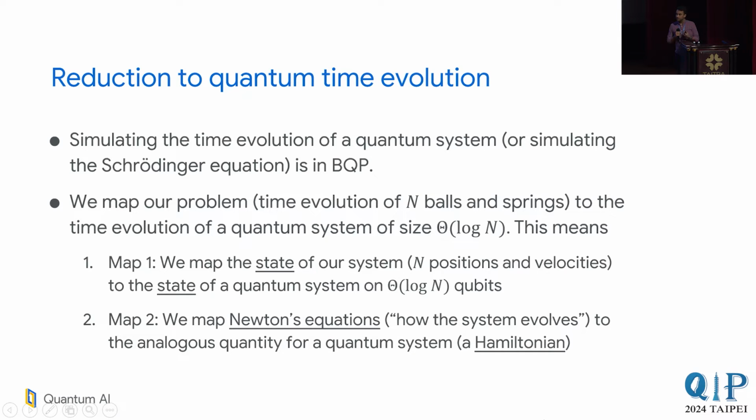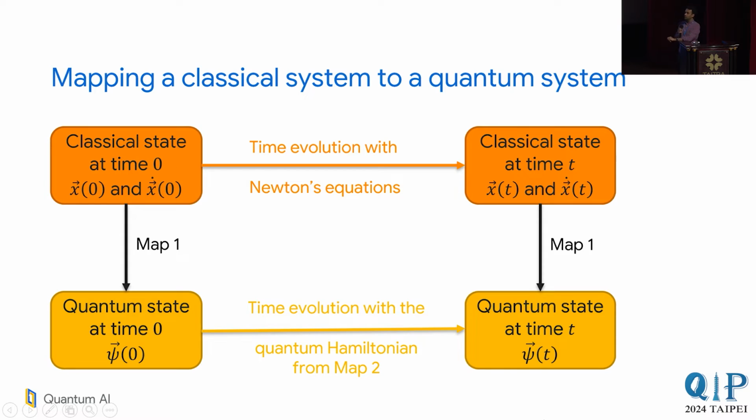So that's one map. And the second thing we do is show that the time evolution of the original system, the classical system, can be mapped to time evolution of the quantum system. So from the original system, which was these Newton's laws with these spring constants and all that stuff, how the classical system evolves, we can come up with a quantum Hamiltonian such that if you apply time evolution of the quantum Hamiltonian on the quantum state, you'll get the analogous quantum state at time t. This is better explained with a picture.